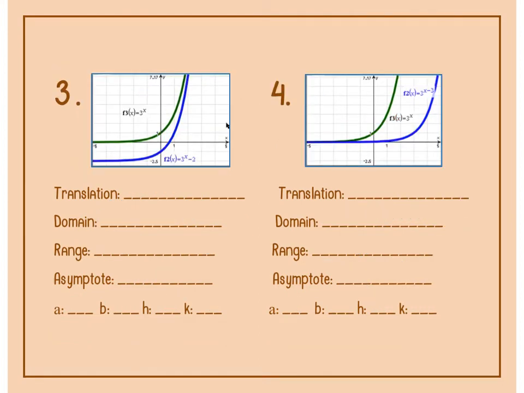Okay, the green graph is my original. What happened to get from my green to my blue? It went down 2.